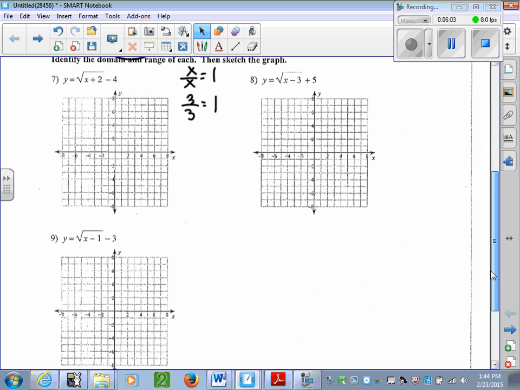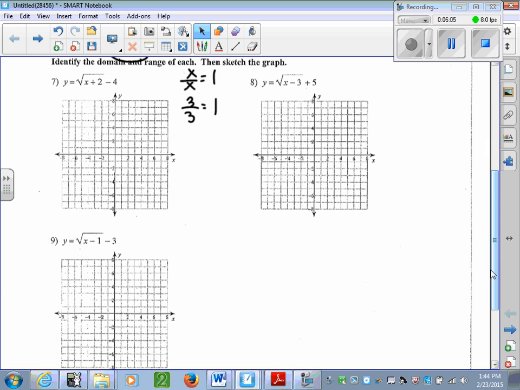Alright, number 7. So down here, all you're doing is identifying domain and range. This is from Unit 5, Day 6, Part 1. If you're trying to look up your notes and figure out where we're at, this is from Unit 5, Day 6, Part 1. Okay, this next section here, 7 through 9.